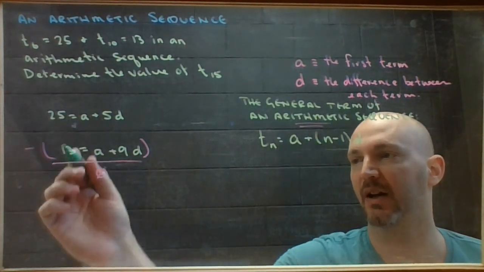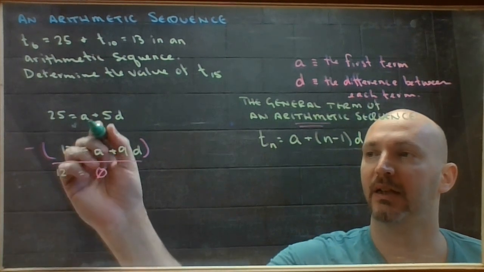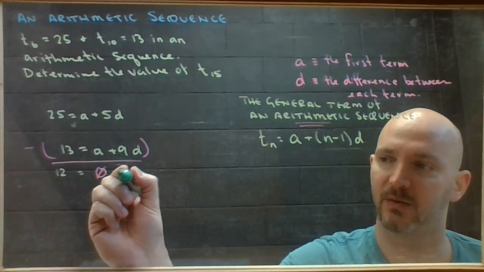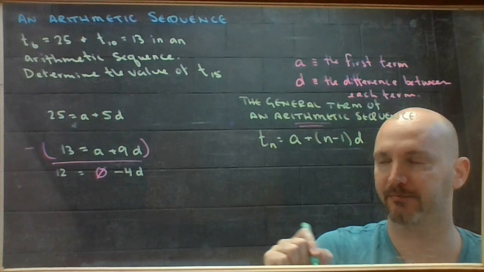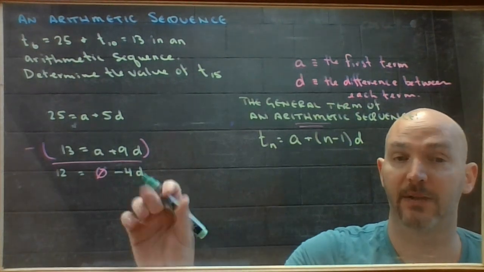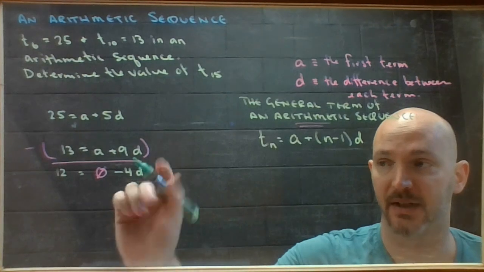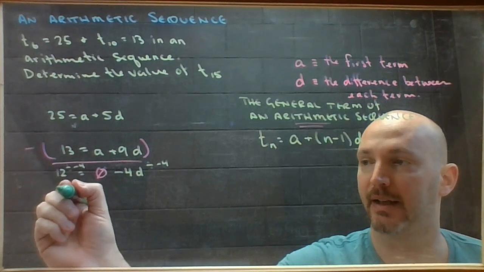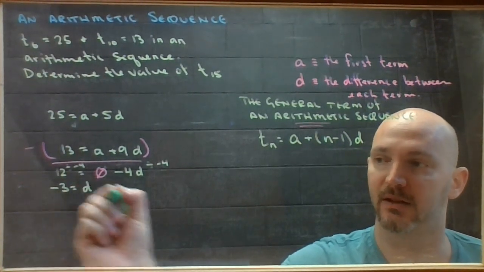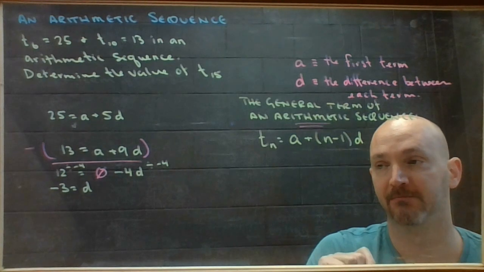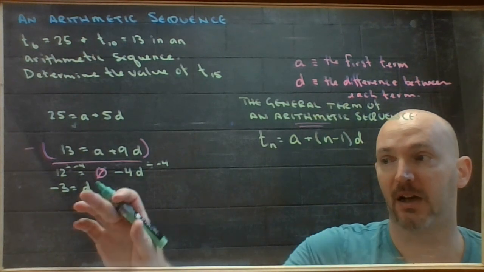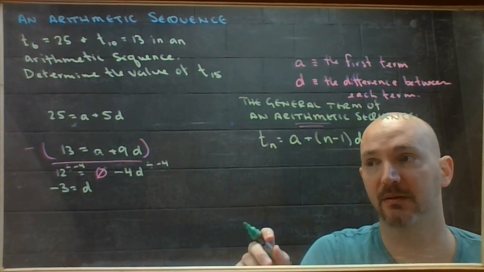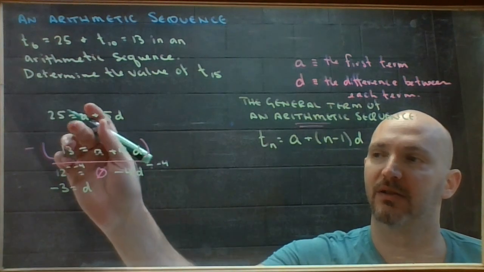So 25 subtract 13 is 12. A subtract A is gone. 5 of these subtract 9 of those is negative 4d. And all I've got to do there is divide both sides by negative 4, and I end up with negative 3 is the change between each term. Well, that's good. I can take this now and feed it to either this equation or this equation to get the A value. I like the top one just because it's there.